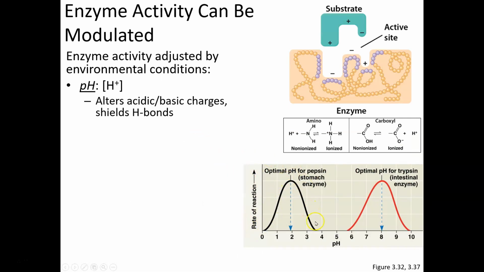We have optimal pHs, the optimal pH for that enzyme to work. Here's a good example of pepsin. Pepsin, pep refers to stomach. Pepsin's an enzyme we have in our stomach. And notice its optimal pH is 2. And then here's the optimal pH for an enzyme called trypsin. Both are what we call proteases. They break down proteins. But trypsin is an intestinal enzyme, and its optimal pH is 8.